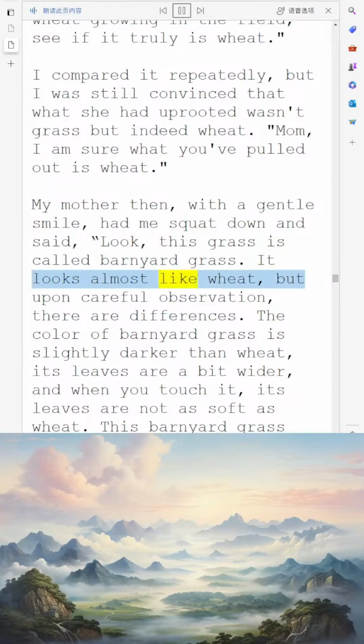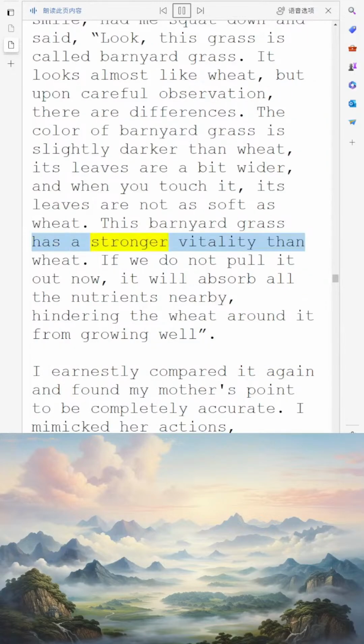It looks almost like wheat, but upon careful observation, there are differences. The color of barnyard grass is slightly darker than wheat. Its leaves are a bit wider, and when you touch it, its leaves are not as soft as wheat. This barnyard grass has a stronger vitality than wheat. If we do not pull it out now, it will absorb all the nutrients nearby, hindering the wheat around it from growing well." I earnestly compared it again and found my mother's point to be completely accurate.